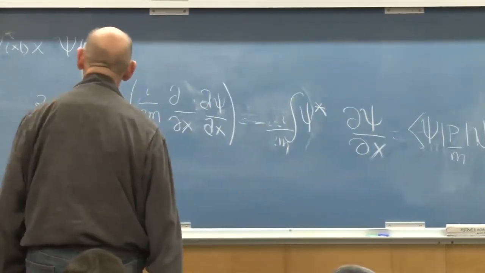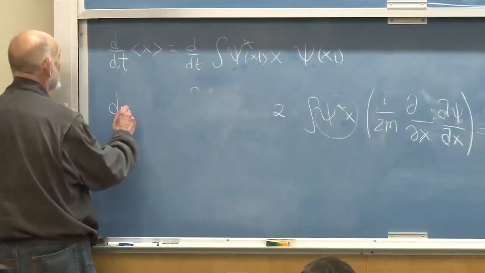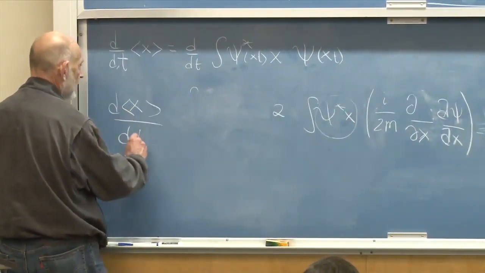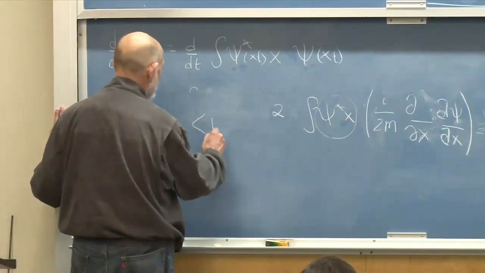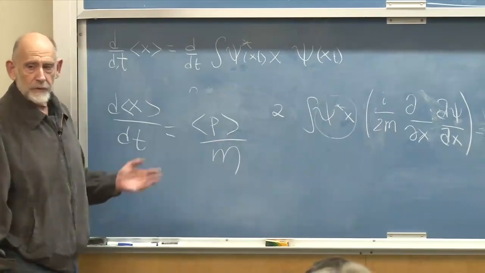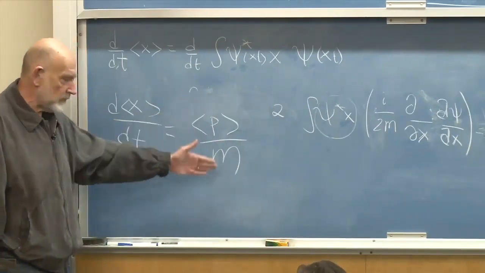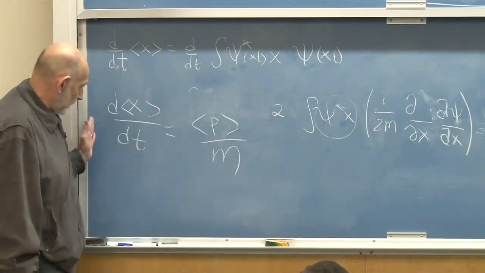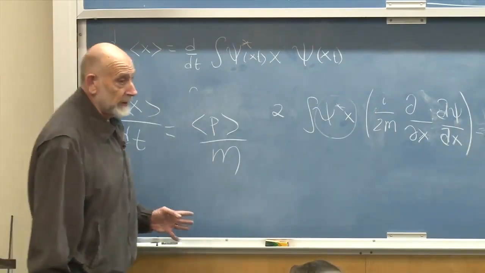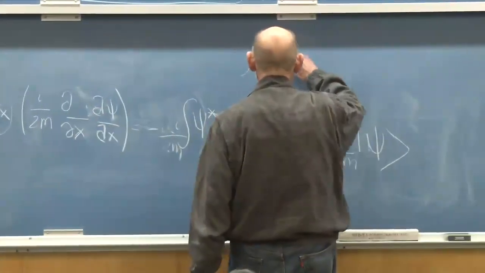So now we've proved an interesting theorem. We've proved that dx by dt is equal to P over m. We've seen this before. This is the classical relation between velocity and momentum. Mass times velocity is momentum. Now what we found is that this is going to be a feature of the motion of a wave packet.